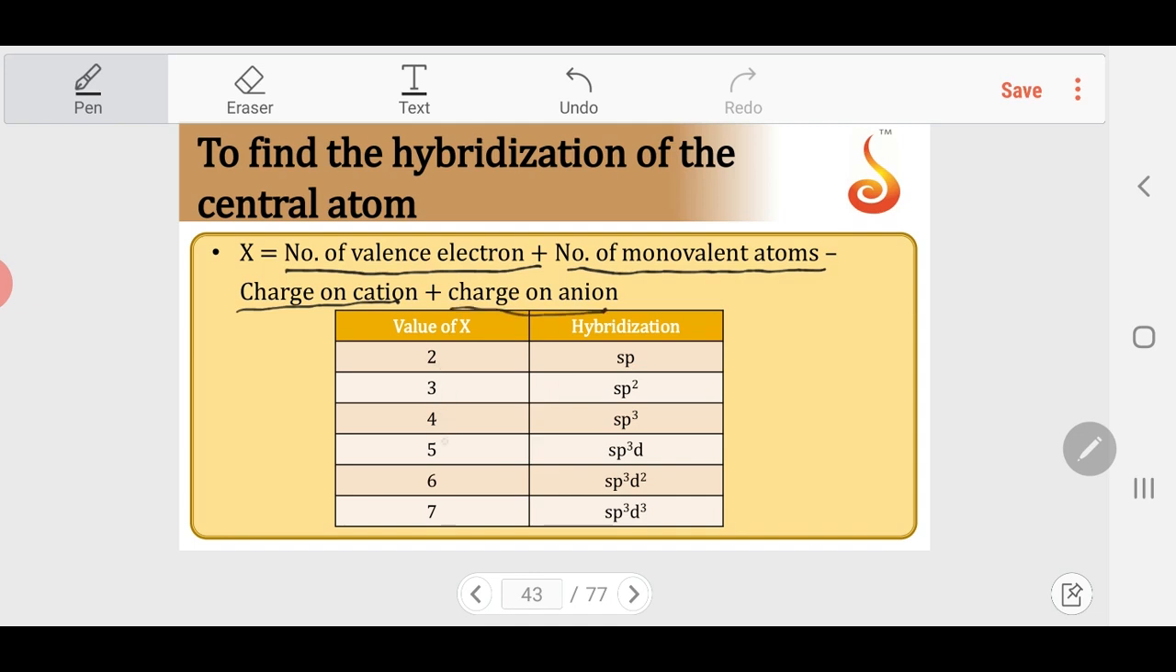X can be 2, 3, 4, 5, 6, 7. If x is 2, it is sp, x is 3, sp2, x is 4, sp3, x is 5, sp3d, 6, it is sp3d2 and 7, it is sp3d3. So find the number x, then map for corresponding hybridization. So I will repeat, x is equal to number of valence electron in the central atom plus the number of monovalent atom bonded to it minus the charge of cation and plus the charge of the anion. If the molecule given is neither a cation nor anion, the last two parameters will not be there.